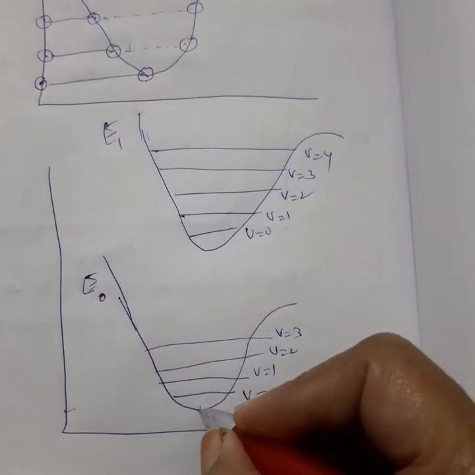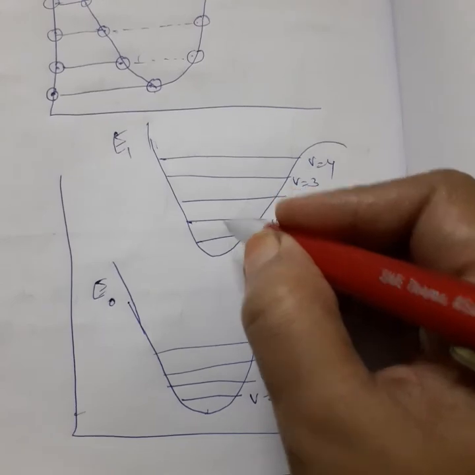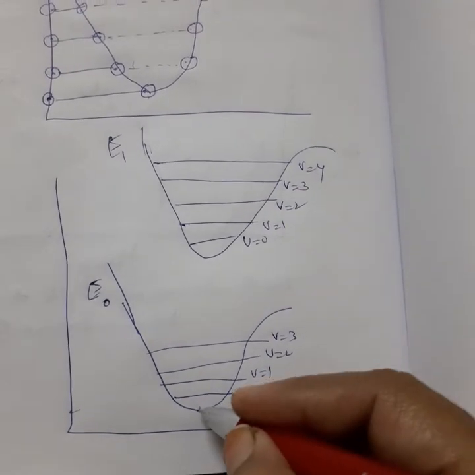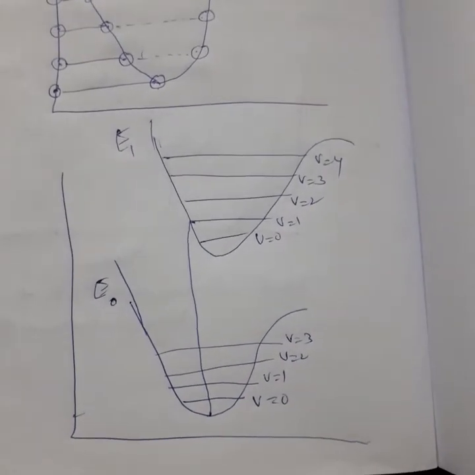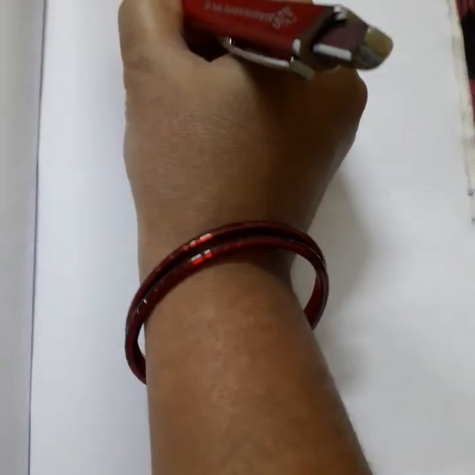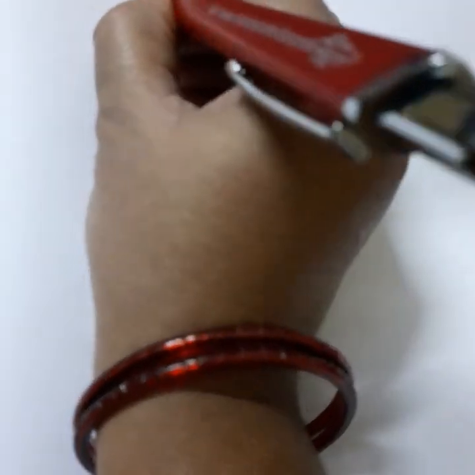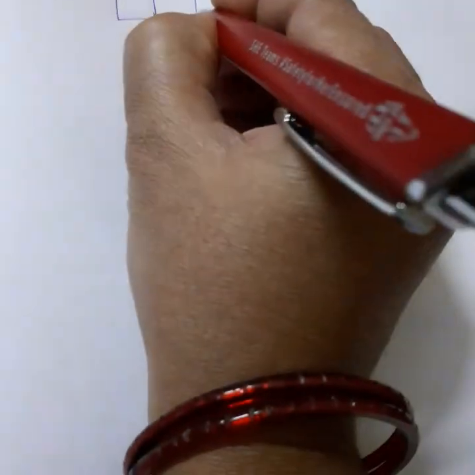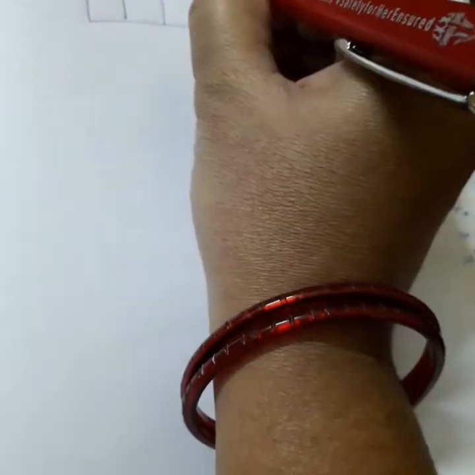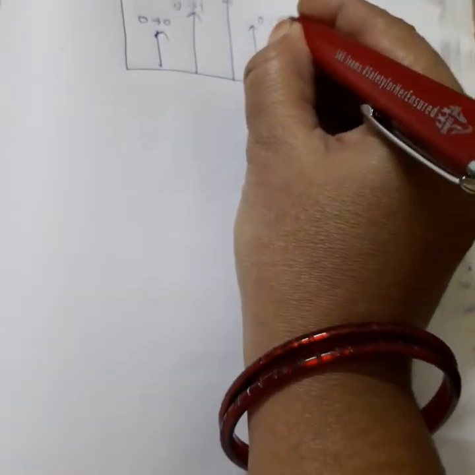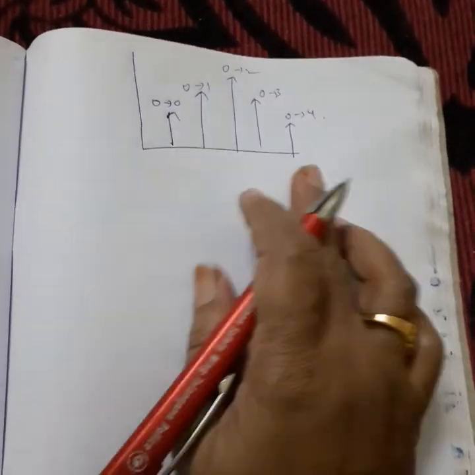Generally, here the transitions may take place from any level to any level. Transition takes place from V is equal to 0 to V is equal to 0, V is equal to 0 to V is equal to 1, V is equal to 0 to V is equal to 2, like that. Okay. So I'll show here. This is the transition which is taking place between 0 to 0. This is between 0 to 1, and this is between 0 to 2. Again this is 0 to 3, again this is 0 to 4, like this.